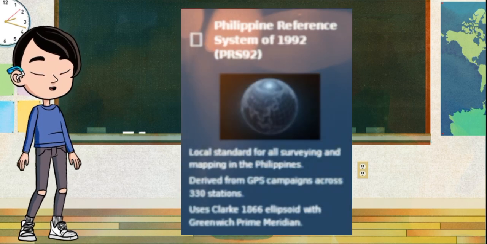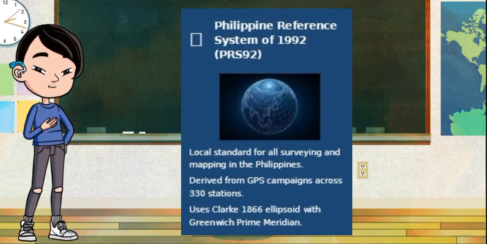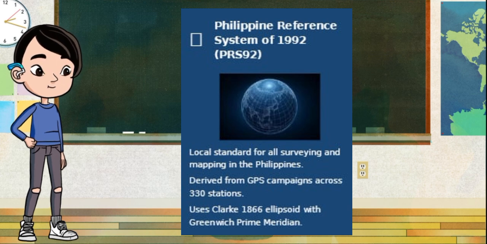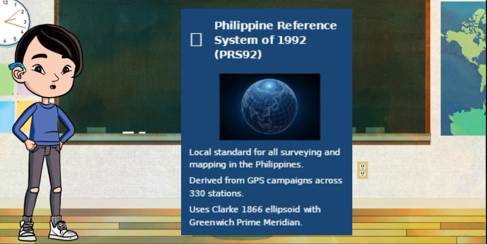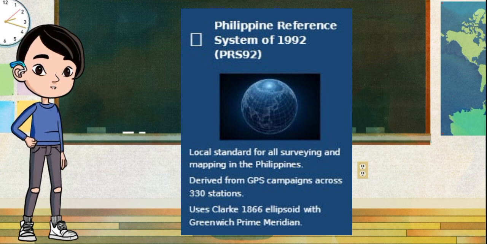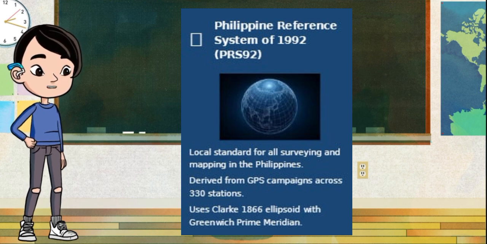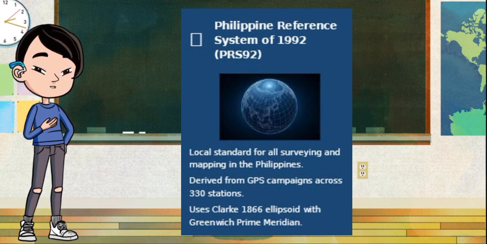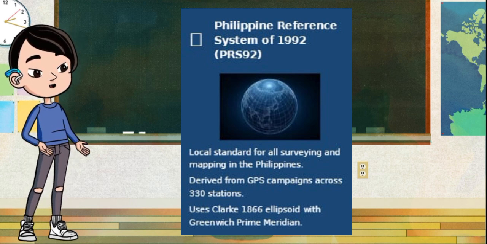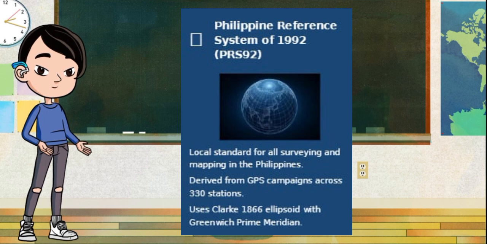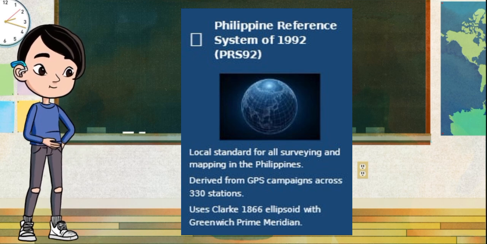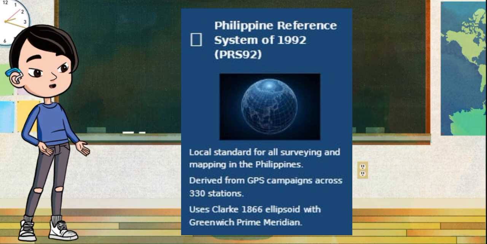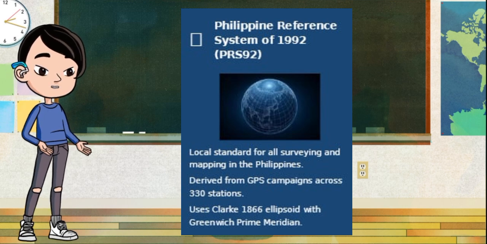Locally, for all surveying and mapping activities, the Philippines mandates the use of the Philippine Reference System of 1992, or PRS 92, established via GPS campaigns across 330 stations. PRS 92 provides a single unified system to govern all land administration, ensuring a particular space on the ground has only one official location in any Philippine map. This helps resolve boundary overlaps and gaps.